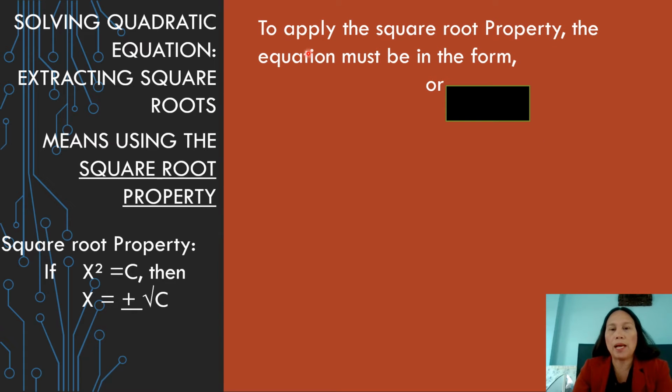Before you apply the square root property, the equation must be in the form x squared is equal to c, or x squared is equal to k. Some use the symbol k.